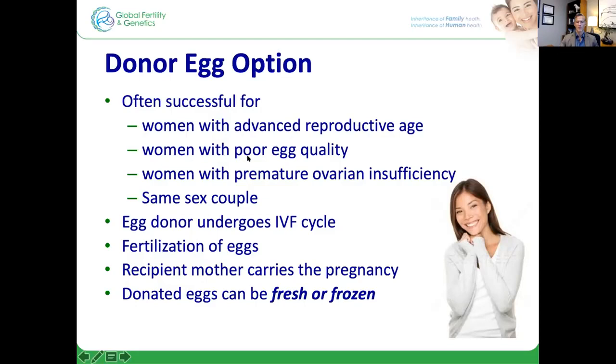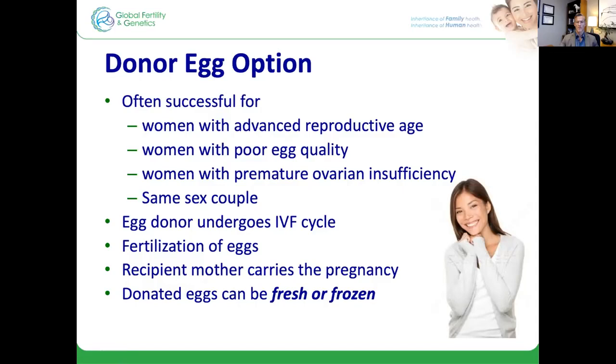Some women have, for some genetic reason, poor egg quality. If the patient went through multiple IVF cycles and we never can get a normal or good quality embryo to implant, we might need to resort to donor egg. Some women will go to menopause earlier than the expected age. This might be because of medical problems like chemo or radiation, or it might be genetic.